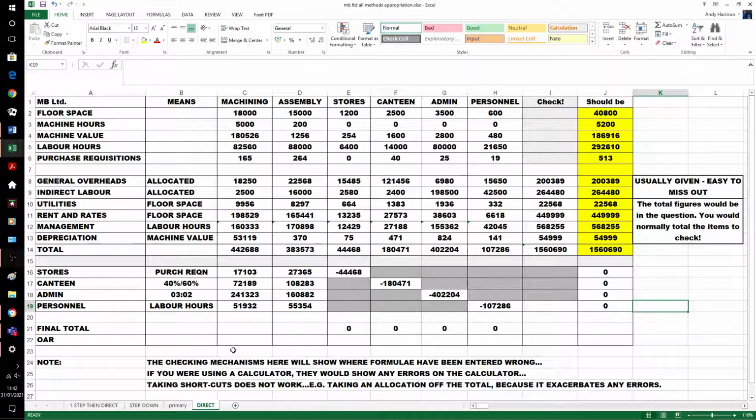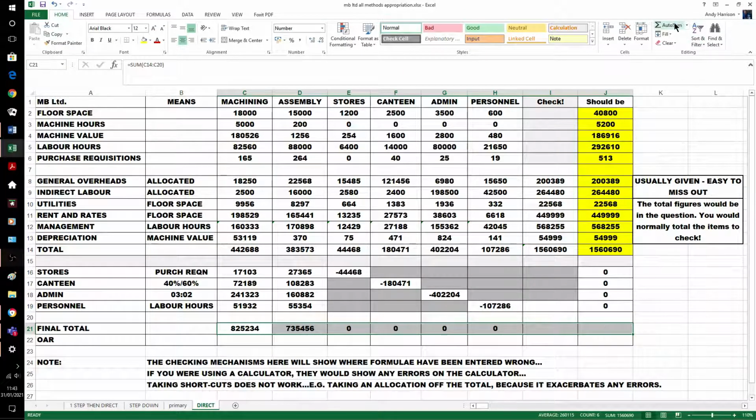So now we need to work out a final total. A common error is not including the original allocation and just doing the reappropriated and reallocated parts. So we need the original total all the way down, and obviously it's easy to get the wrong rows or start up here. And that means we've got a cost between the machine. All our overheads are now sitting in our machining and assembly department.